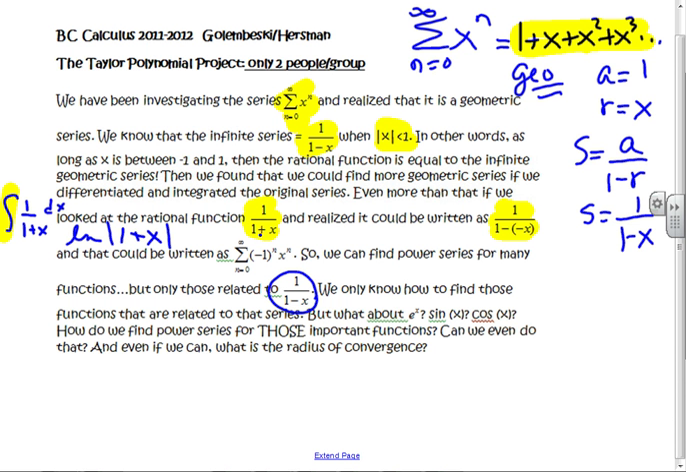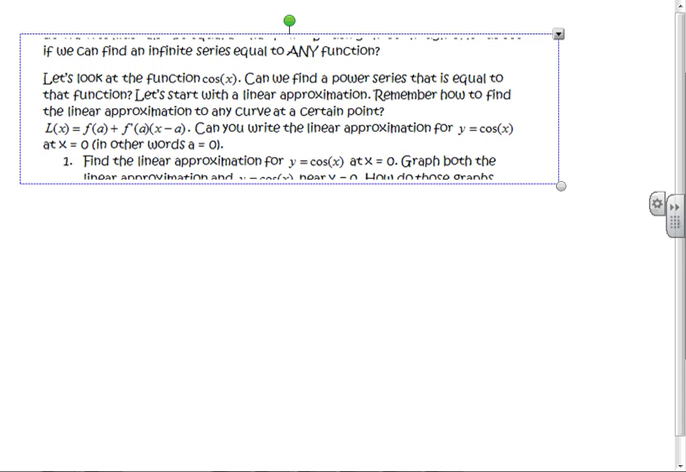I might have to have you move it. Okay. Can we do other series? Can we do e to the x? Yes, we can. So we're going to move on to the next part.